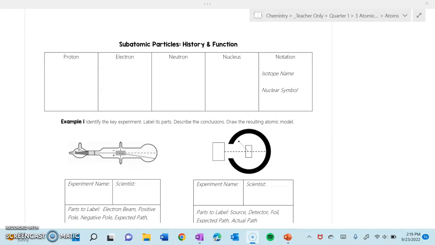This week we are starting our third unit looking at the atom, and our study is going to start by looking at what is inside of the atom, or what we call subatomic particles. And today we're just going to focus on the history of how we came to figure out what's inside of an atom and the function for the different parts of an atom.